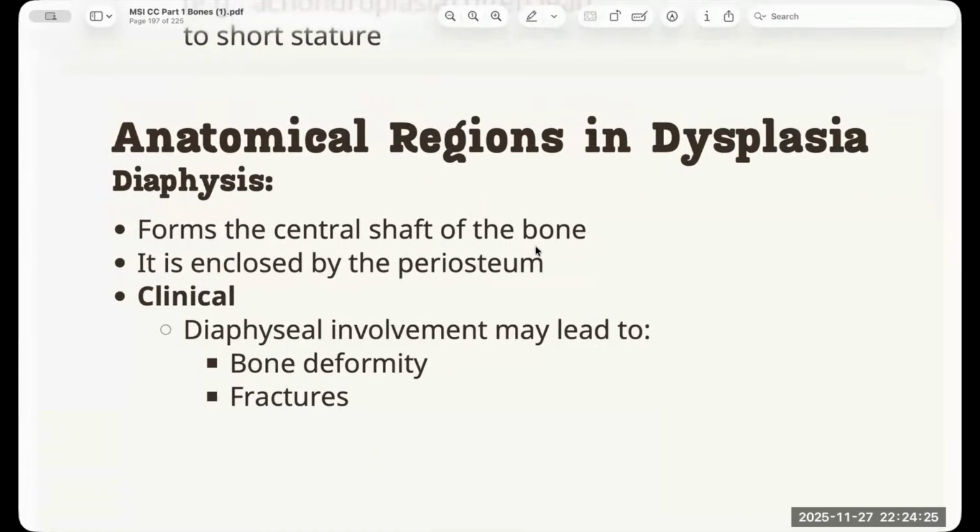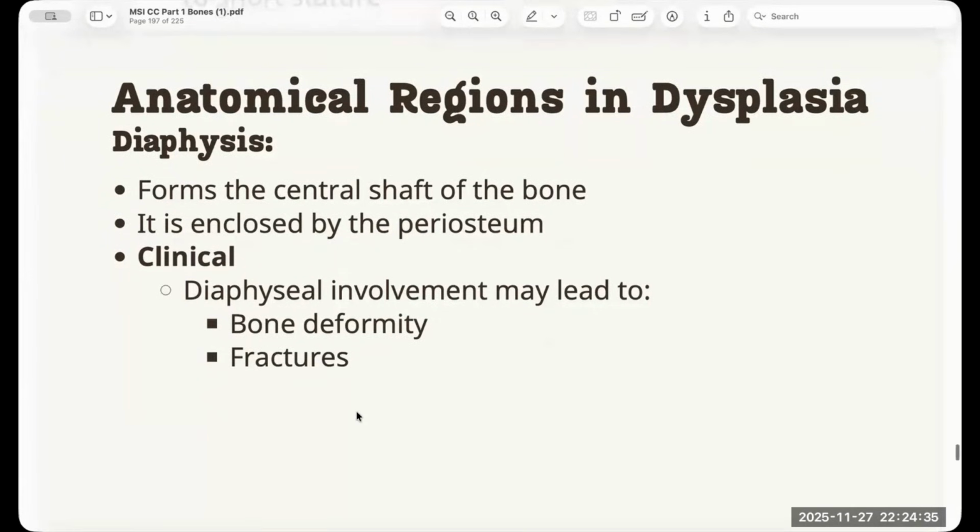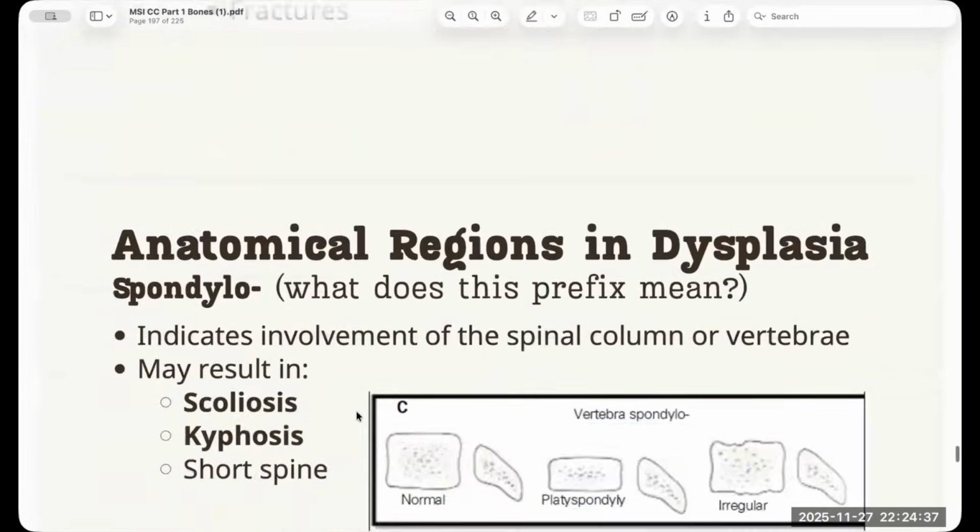In the diaphysis, it forms the central shaft of the bone, and it's enclosed by the periosteum. Clinically, its involvement may lead to bone deformity and fractures. Okay, which makes sense because it's in the middle.